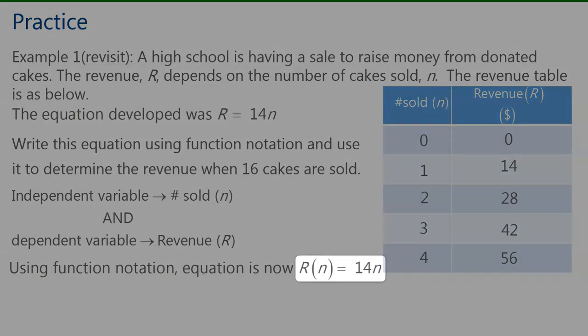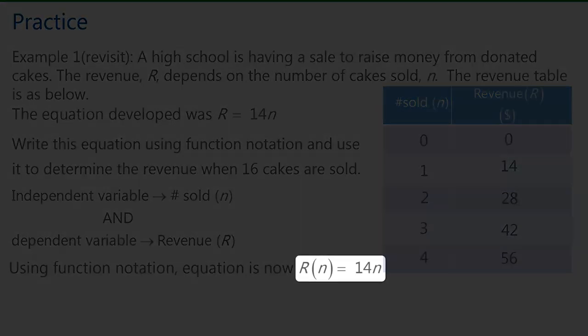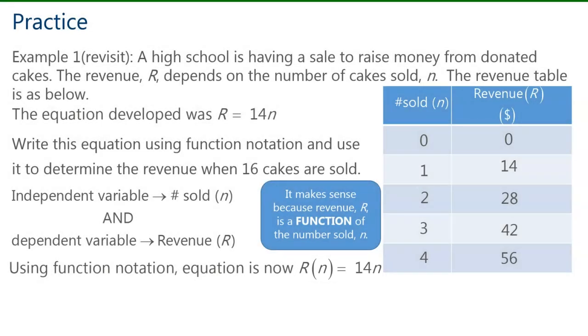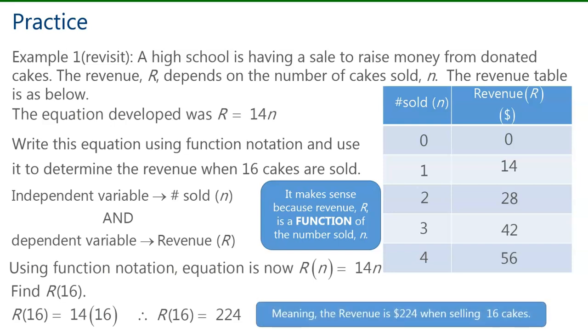Using function notation, the equation is now R of N equals 14N. And this makes sense because revenue R is a function of the number sold N. Revenue depends on number sold N. We want to find the R of 16, which is the revenue when 16 cakes are sold. R of 16 is 14 times 16, simply replacing the N with 16. 14 times 16 is 224, so the R of 16 is 224, meaning the revenue is $224 when selling 16 cakes.